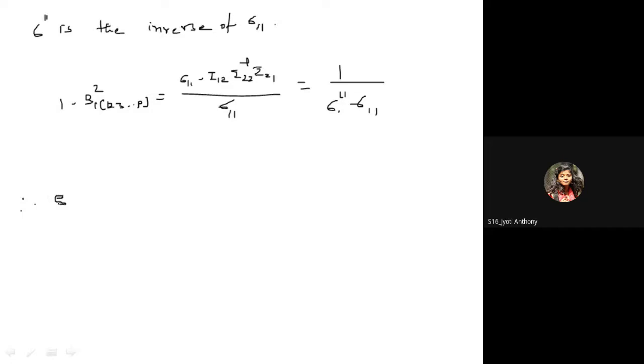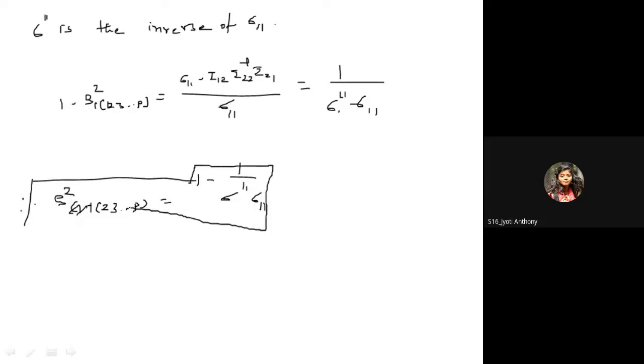Therefore, what is the rho square? Rho square 1 2 3 up to p is nothing but 1 minus 1 upon sigma 1 1 upper, sigma 1 1 lower. So this is the square of the multiple correlation coefficient. Okay, so I can ask in the usual notation, show that the square of the multiple correlation coefficient is this. You have to use the above result and you can get this. I can ask such things in 2 marks.